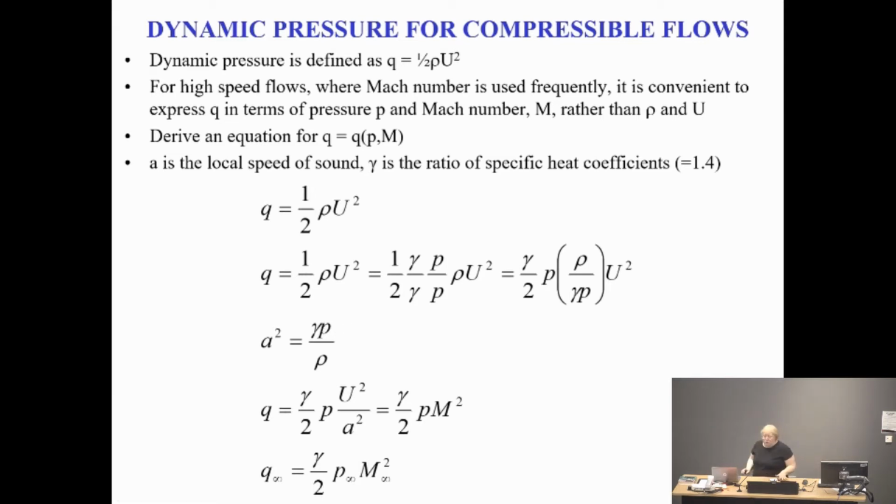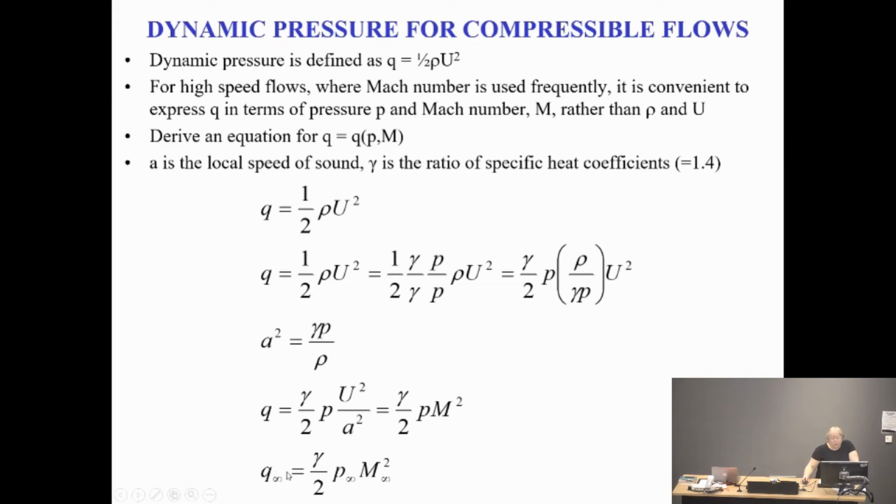Or, using the equation of state, gamma times R times T, temperature, where R is a different gas constant, 285. So if I then substitute for this expression in the bracket, I get half gamma, pressure, U squared on A squared. Well, you know that the Mach number is U, speed, divided by speed of sound. So really what I'm ending up with is a half gamma times pressure, Mach number squared.